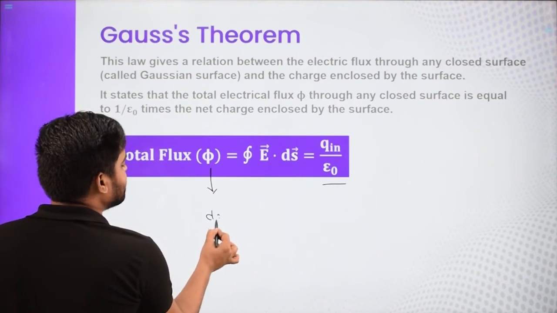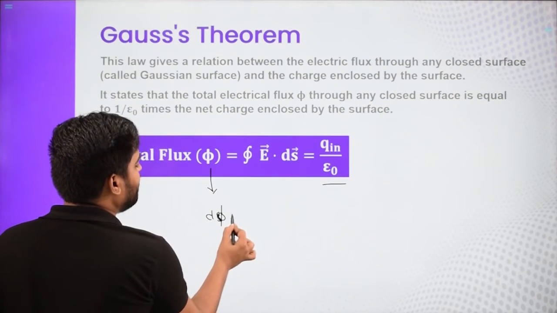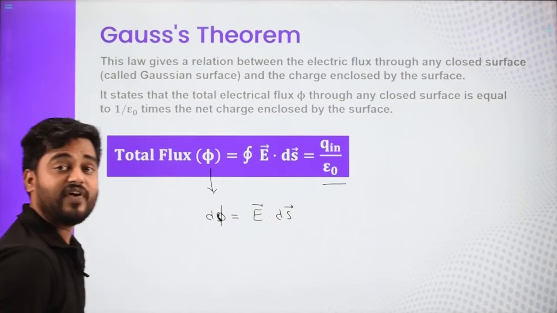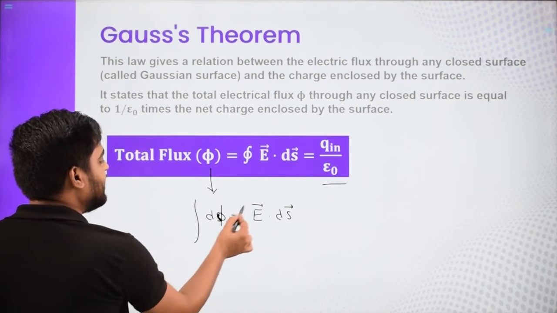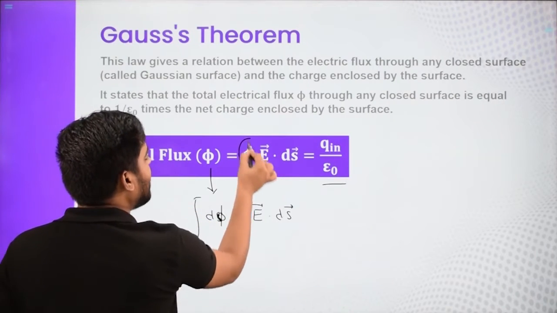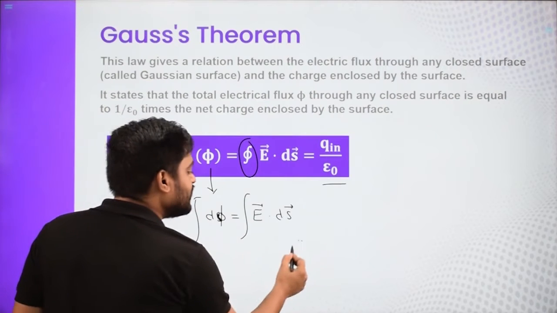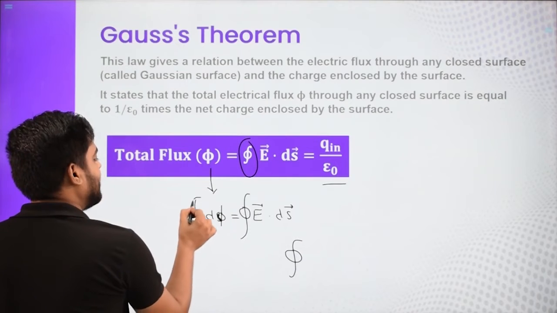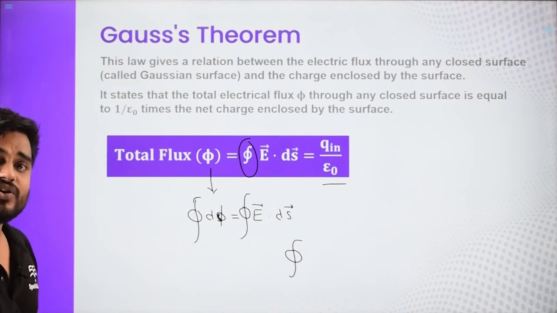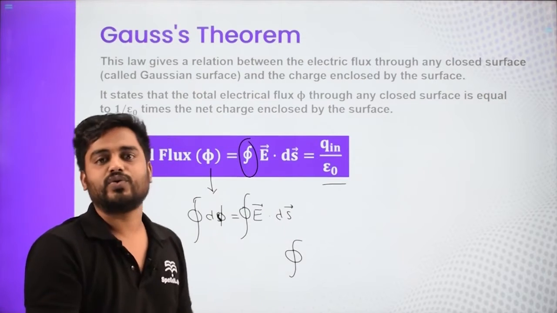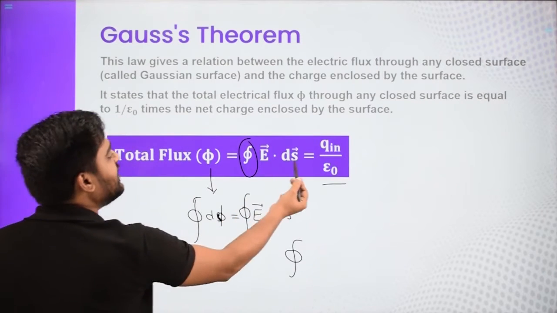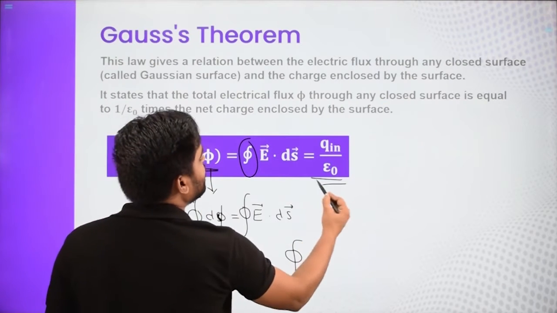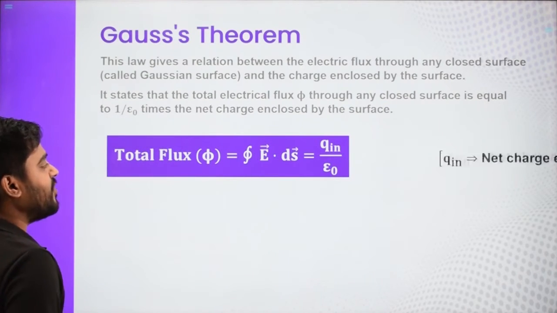And how do we write flux? We say that d phi, the very small flux, is nothing but E dot ds. This is how flux is defined. Now, if you want the total flux, then integrate both sides. What does this closed-loop integral sign mean? It means you have to integrate throughout the entire closed surface. So the integration of E dot ds is equal to Q in by epsilon naught, or in simple words, the total flux is equal to Q in by epsilon naught. This is the mathematical form of Gauss's law.